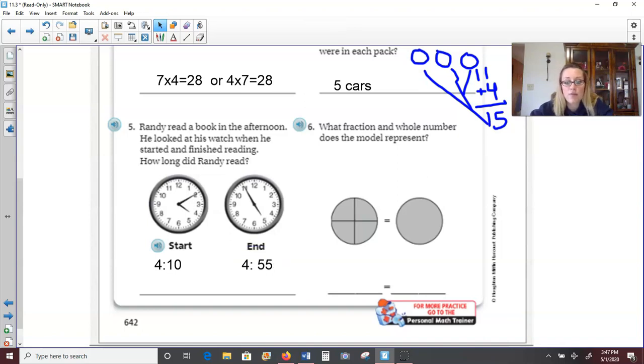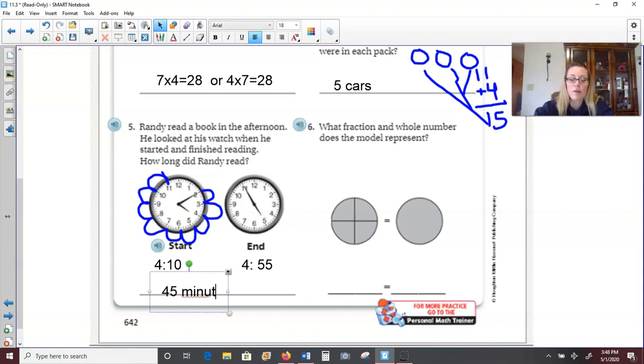And so from 4:10 to 4:55, how much time has gone by? I'm going to count around until I get to my ending point here. 5, 10, 15, 20, 25, 30, 35, 40, 45. So he was reading for 45 minutes.